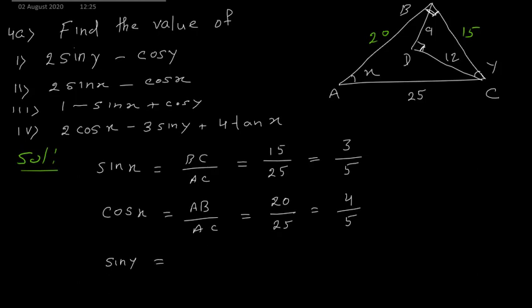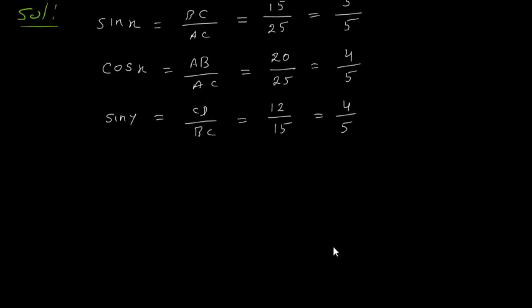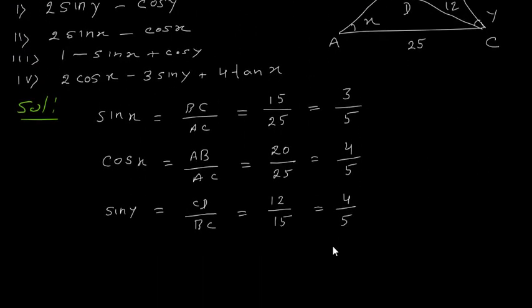Now for sin y we will see triangle BCD. The value of sin y is adjacent side, which is CD, upon hypotenuse, here BC. So the value of CD is 12 upon 15. So 3 4s are 12 and 3 5s are 15, 4 upon 5. This is sin y. And we find cos y.